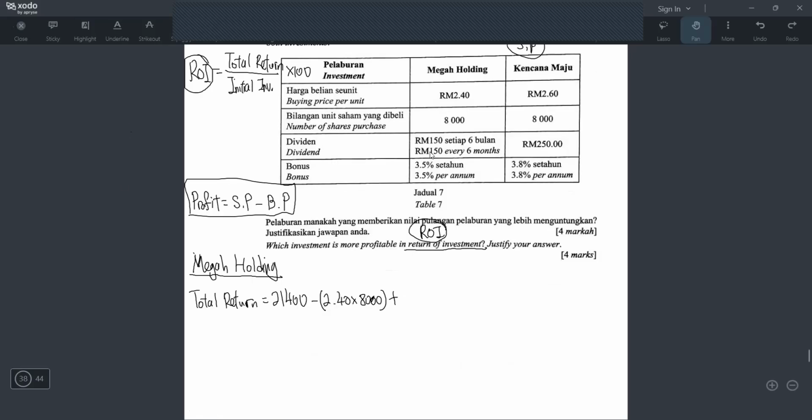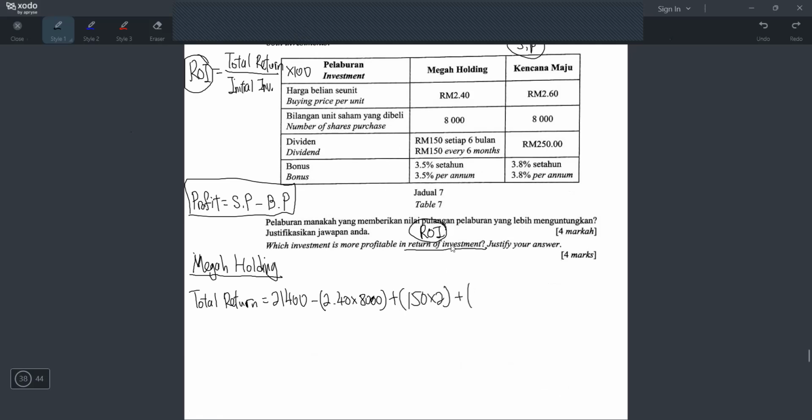It means if the dividend is 150 every 6 months, definitely you will get 150 times two. You need to know that this is also considered a type of return, because you earn something. That's why I plus it. So what other return do you have? Bonus 3.5% per annum. This one is also a type of return.